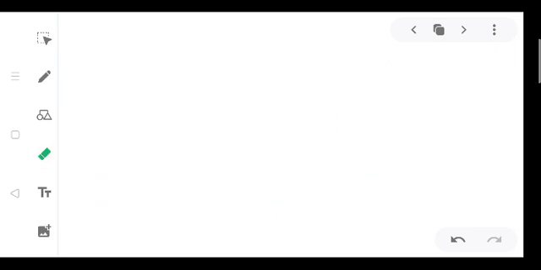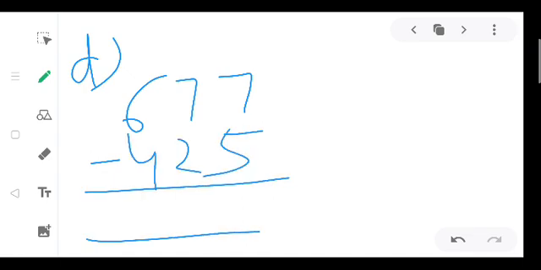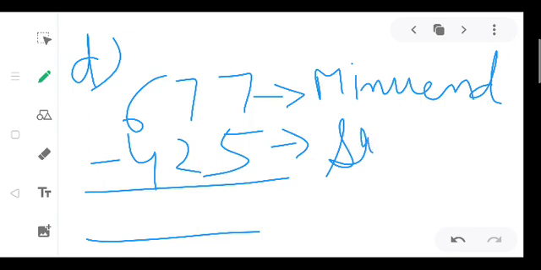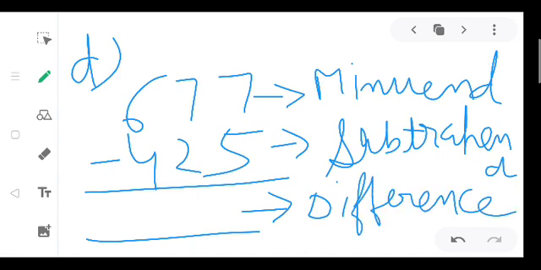Next, D part. Question is 677 minus 425. Same, you have to round off the difference to the nearest 100. So firstly we will find out the difference. This is called minuend. This is subtrahend, and the answer is called difference. Okay. Now I am going to erase it because we have to do our sum here.